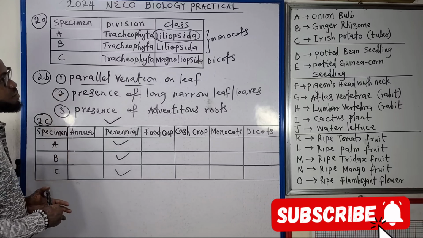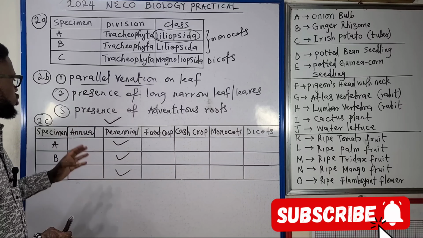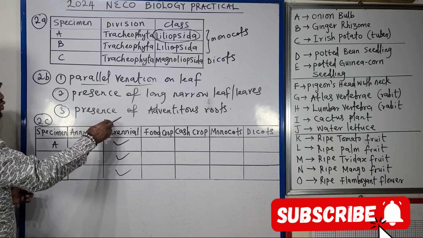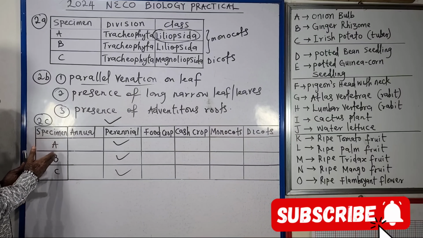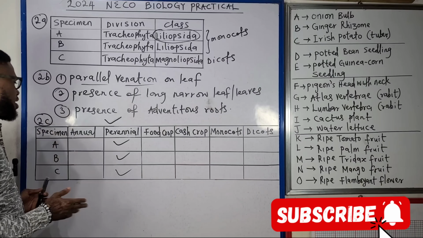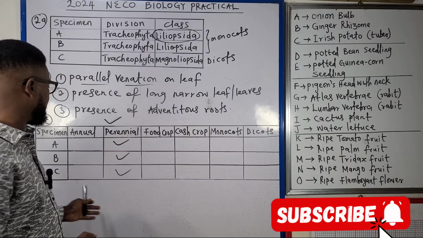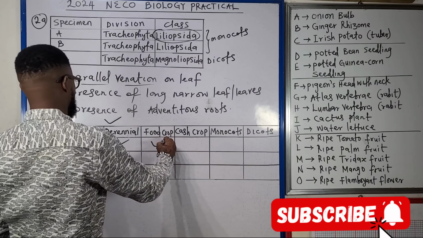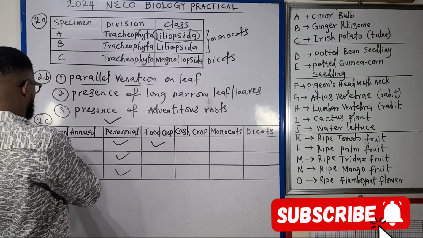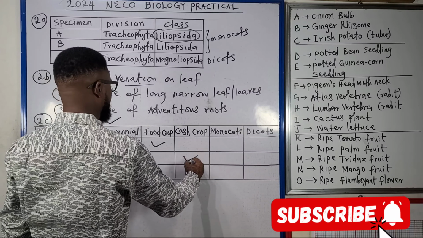So when you look at specimen A, B, and C, they are all perennial crop. So it is not necessary for us to put any markings on annual crop, because specimen A, B, and C are not annual crop. Now let's look at the three specimens. Are they food crop? Onion is a food crop, but specimen B and C, ginger and Irish potato, they are cash crop.